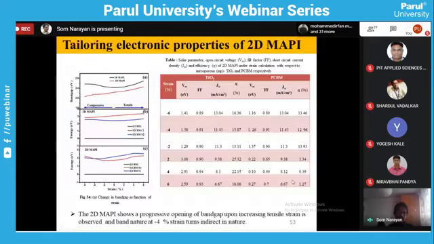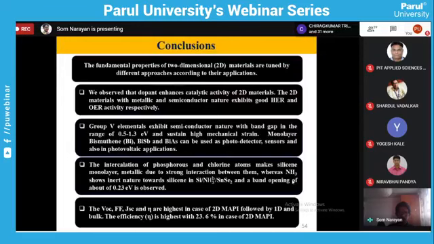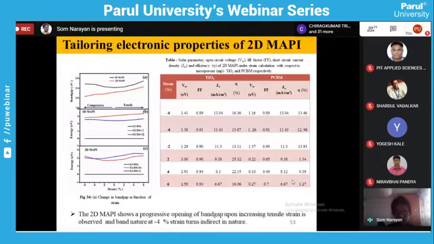With this, we also applied strain, and we found that at about 4% strain it shows an indirect nature, and the efficiency decreases as we apply the strain. So we also applied the strains and all these things, and we found that 2D MAPI is the best for photovoltaic cell and solar cell applications.